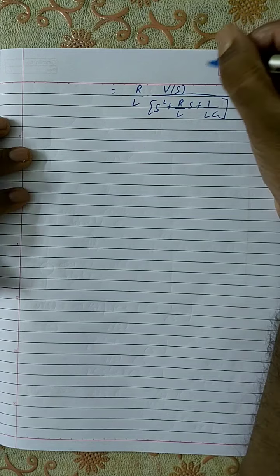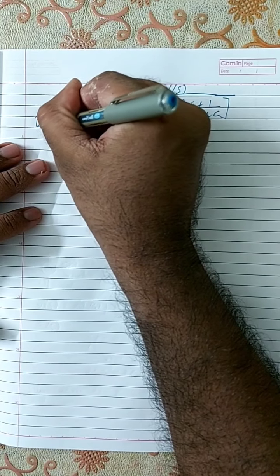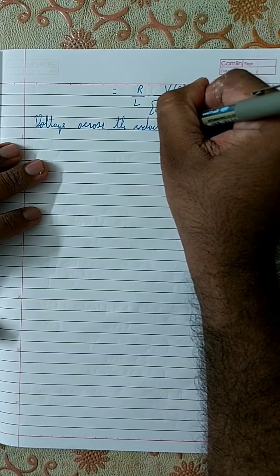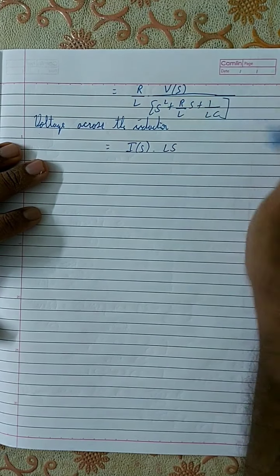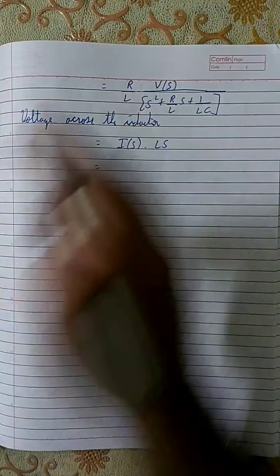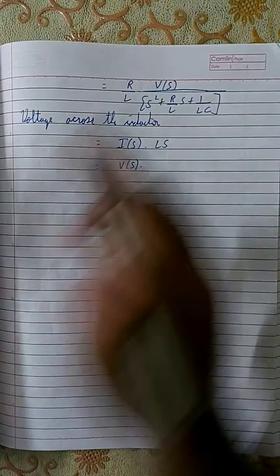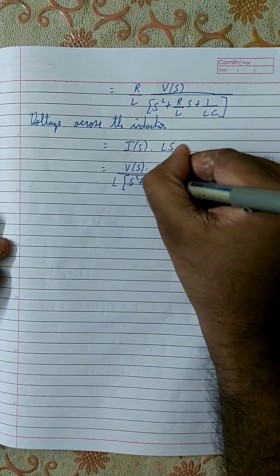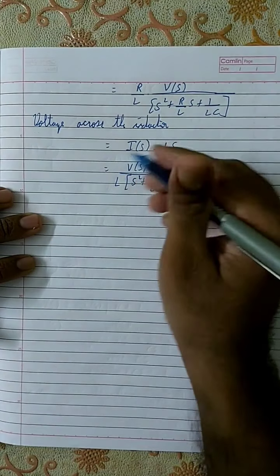And the value of V of S depends on the type of the voltage signal, which again depends on the type of the question. Okay, this is the circuit, this is the voltage equation, and the voltage across the inductor is equal to the current through the inductor multiplied with the impedance across the inductor. And the value of I of S is V of S into S by L into S square plus R by LS plus 1 by LC into LS.